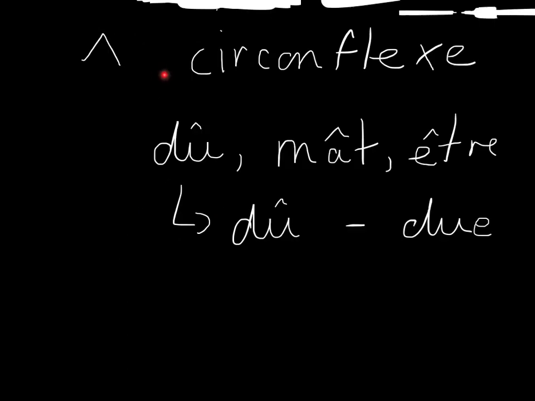Troisième exemple, ou troisième accent, la circonflexe. Répétez. Circonflexe. It's that little hut over a letter. Donc vous avez dû, which means due, mât, which means mast, être, infinitive of to be. And it doesn't really change the pronunciation. It's a vestige of Latin in some cases, and sometimes it's just used to distinguish one word from another.